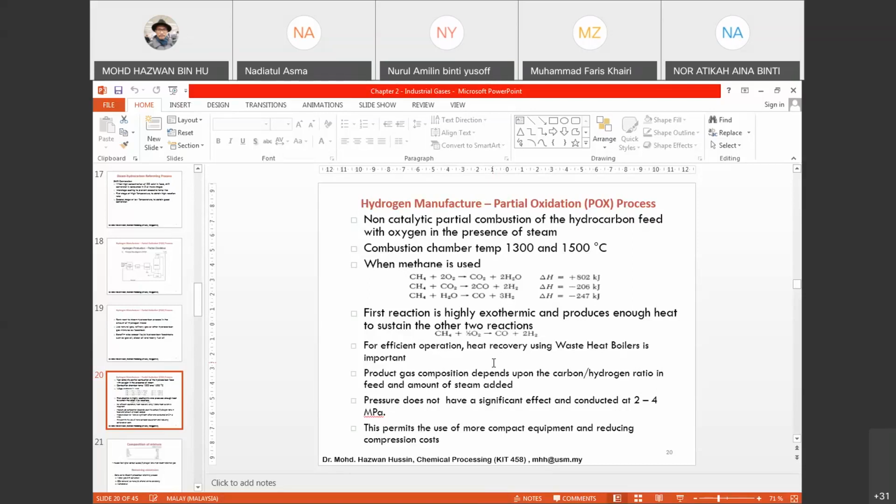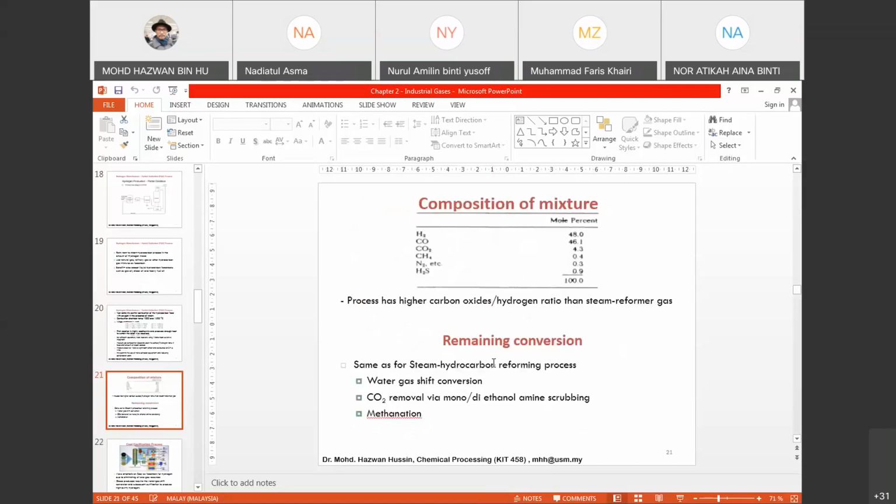Okay. So since low pressure is used during the process, you wouldn't need to install any compressor. Right. So the composition of the mixture from the partial oxidation process, you will see that the amount of hydrogen gas is not as high as in the steam reforming process. So for the steam reforming process, again, what will be the percentage of yield that you will get? Anyone knows? Anyone can answer?